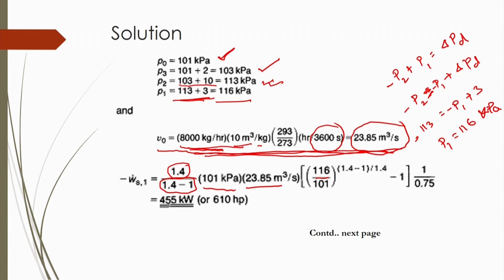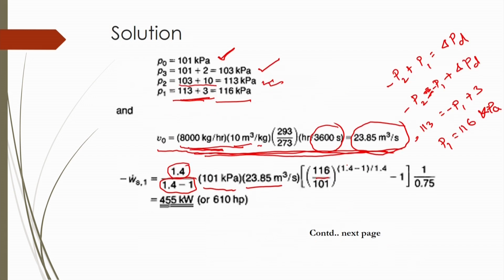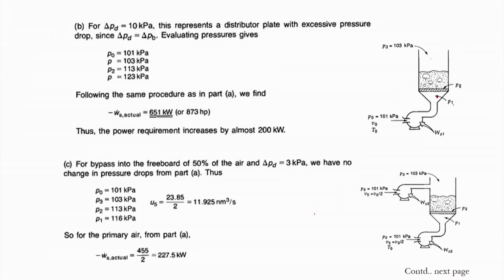So, P2 will be equal to what? 103 plus 10. 10 is nothing but the distributor pressure, and P1 is equal to this. So, finally, we are getting the shaft power as 455 kilowatt.